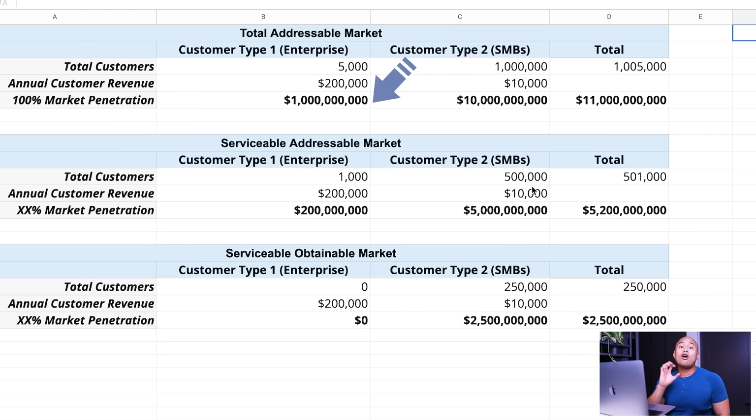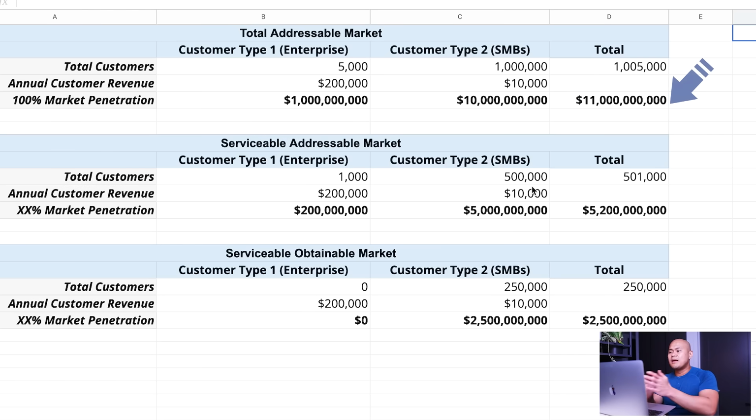So in total, for 100% of that entire market for enterprises, that will equal $1 billion in the market. If we then move on to the second customer profile, in terms of the small and medium-sized businesses, or SMBs, there's going to be 1 million here in the space. Each of those businesses are going to bring $10,000, and that yields $10 billion in market cap.